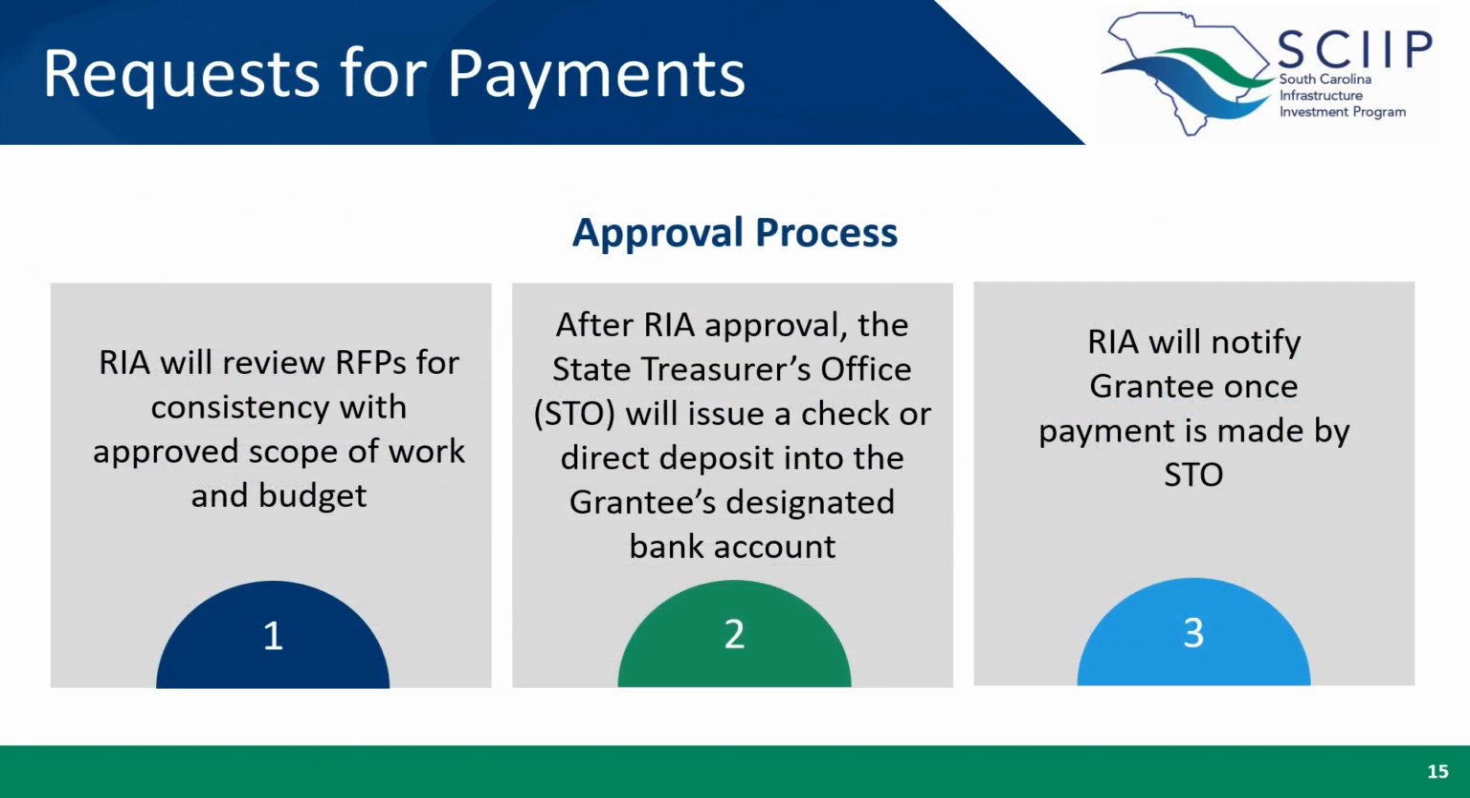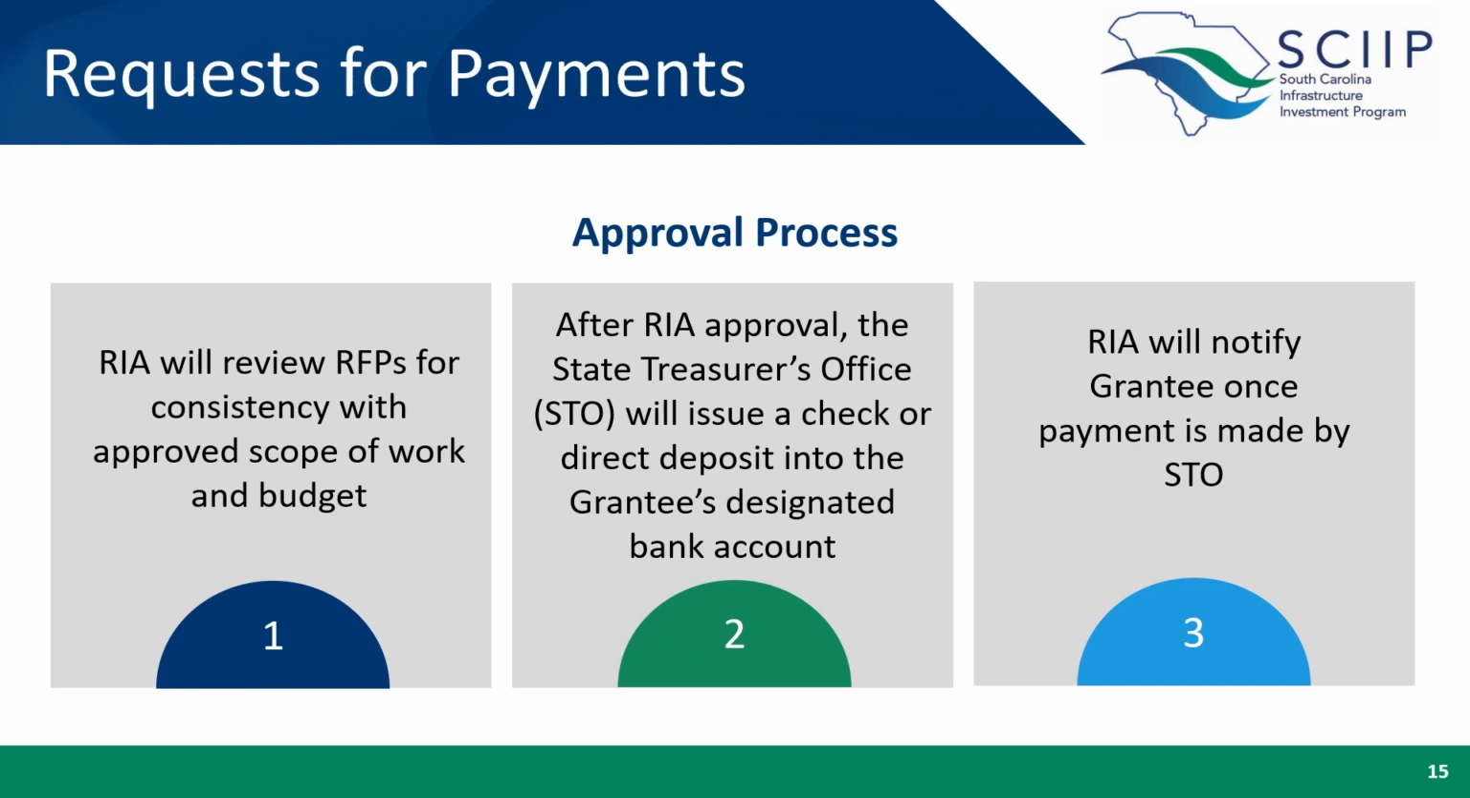RIA will review the RFPs for consistency with the approved scope of work and budget and approve them for payment. Checks or deposits are issued from the State Treasurer's Office or STO and will be mailed to the grantee directly or direct deposited into the grantee's bank account. Now, most grantees probably have an established direct deposit account with the Treasurer's Office for other state payments. If you do not already have this in place, register with STO for Automated Clearinghouse Payments or ACH. You can also request them to designate the terms to be immediate payment by submitting a request in writing. See the project management procedures for details.